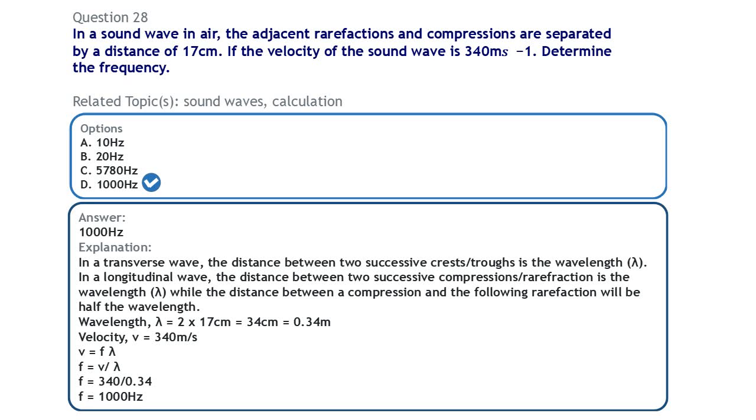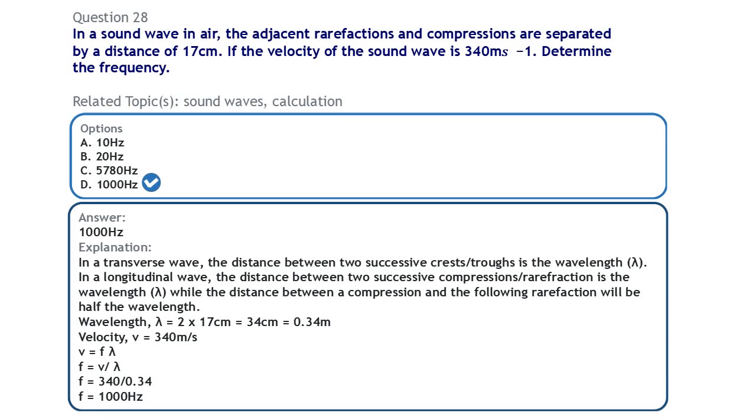And how do we do that? We are going to divide both sides of this equation by lambda. On this side I'm going to have V over lambda, and on this side I will have F lambda over lambda. Then lambda will cancel lambda on this side, so I will have just V over lambda is equal to F. Or I can write that as F is equal to V over lambda.